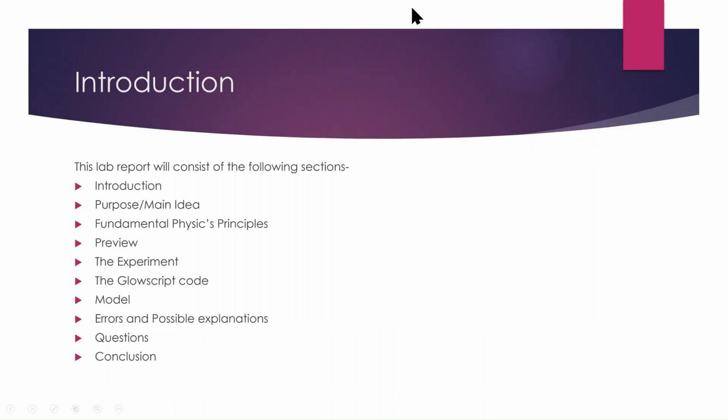Introduction. This lab report will consist of the following sections: Introduction, Purpose/main idea, Fundamental physics principles, Preview, the experiment, the GlowScript code, the model, errors and possible explanations for those errors, questions, and conclusion.